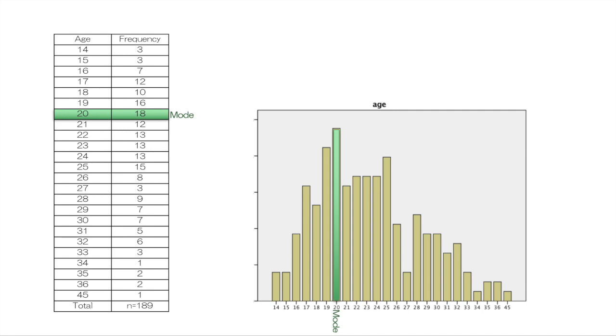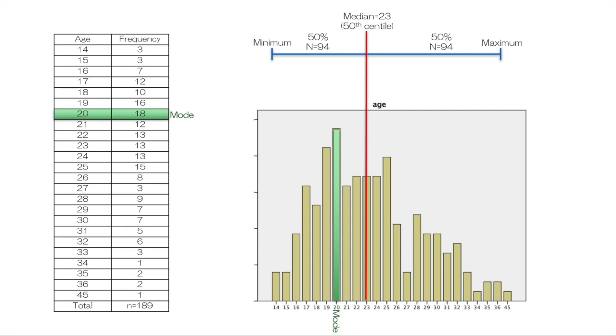But there is another value that is frequently used for describing continuous variables, and it's called the median. The median is also known as the 50th centile. The median is the value that comes halfway when the data are ranked in order. For example, here we rank data from 14 to 45, and then we can see 50% of the cases are from the minimum, which is 14, to 23, and 50% from 23 to the maximum, which is 45.